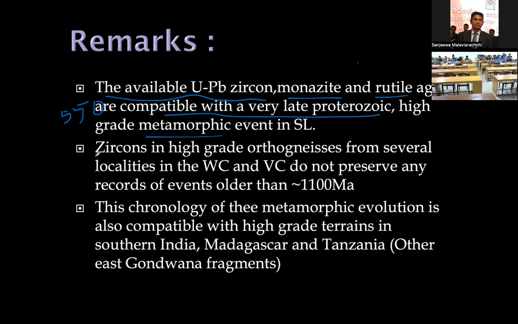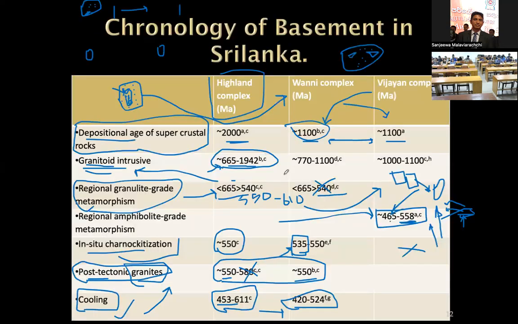And you saw the zircons from high-grade orthogneisses, meaning the rocks derived from magmatic, igneous rocks, and they show this age, as I said, 1100 million years from the Wanni and Vijayan complexes. Okay, so for the Highland complex, as I showed before, they show very old ages of detrital grains, and later on some intrusion ages with respect to some granitic rocks at this age. For the Wanni and Vijayan also, you have similar processes taking place, but at different time intervals.